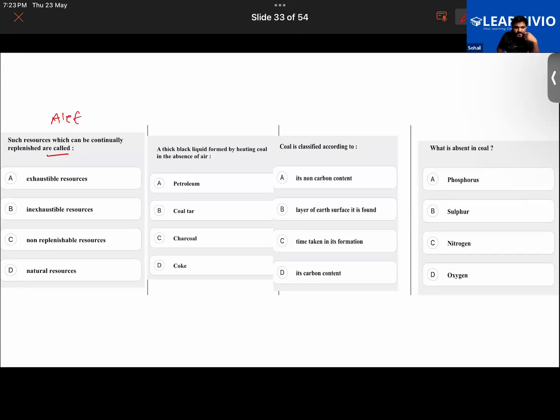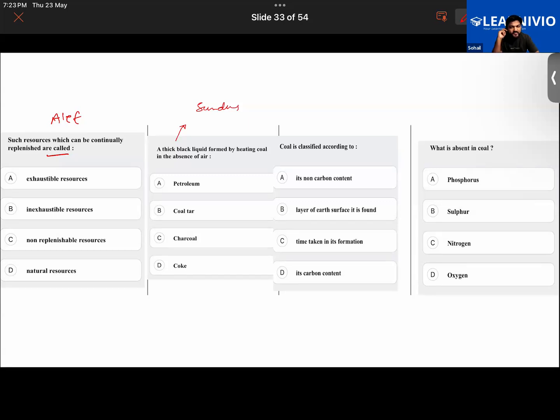Yes, Alif. Sir, can you... take your time. Non-renewable. Which can be continually replenished. How can it be non-renewable? So, sorry, sir, I thought it was the previous question. No. So thereby it is? Sir, exhaustible resources. How can it be?